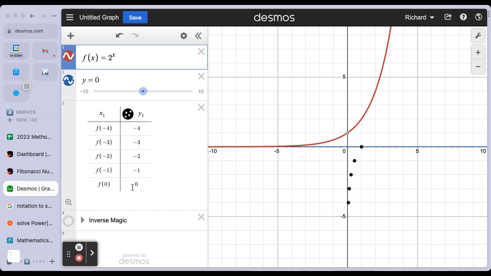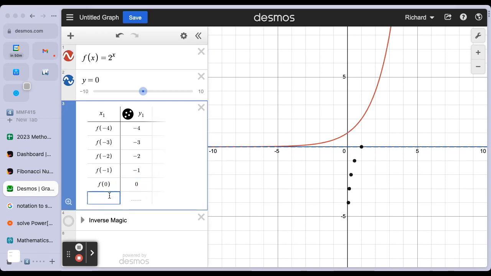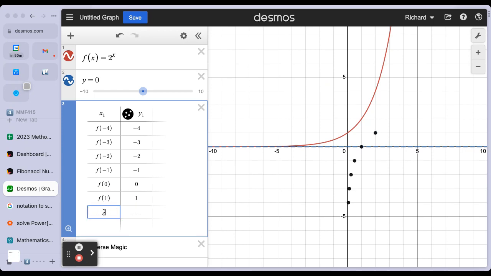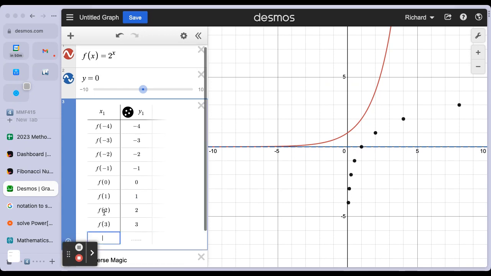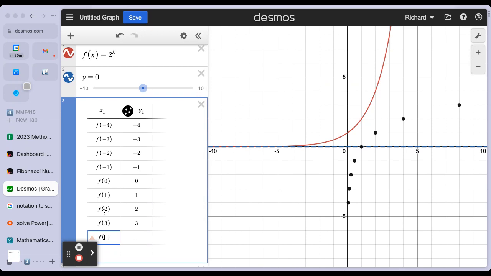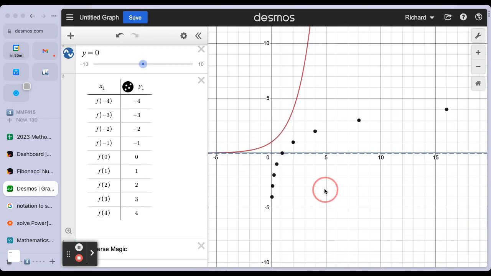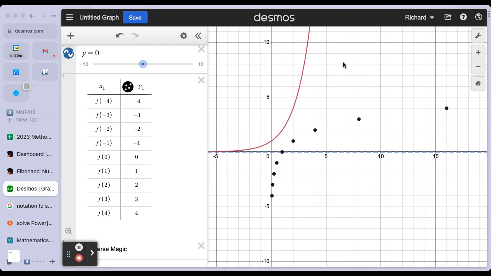f of 1 and 1, f of 2 and 2, f of 3. I can't just stop until I've got it mirrored out. f of 4 and 4, right? So this is what we've got as the inverse. These are the dots that make the inverse of the exponential function. Does it look familiar at all?